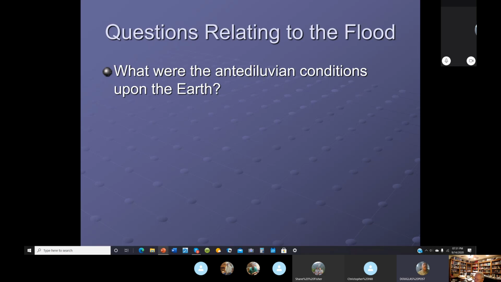What was the antediluvian? If you know Latin, ante is the word for before. Diluvian is a flood. So ante is before in Latin, and anti is against in Greek. Don't confuse them here. So what are the pre-flood conditions, the conditions before the flood upon the earth? What was the earth like?